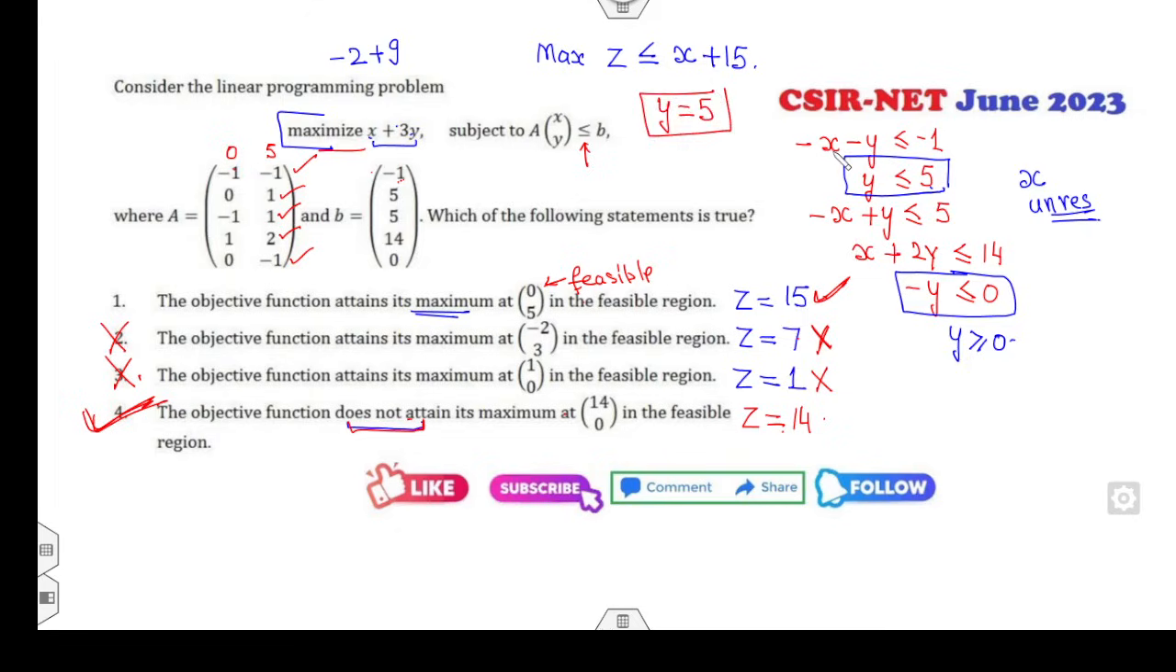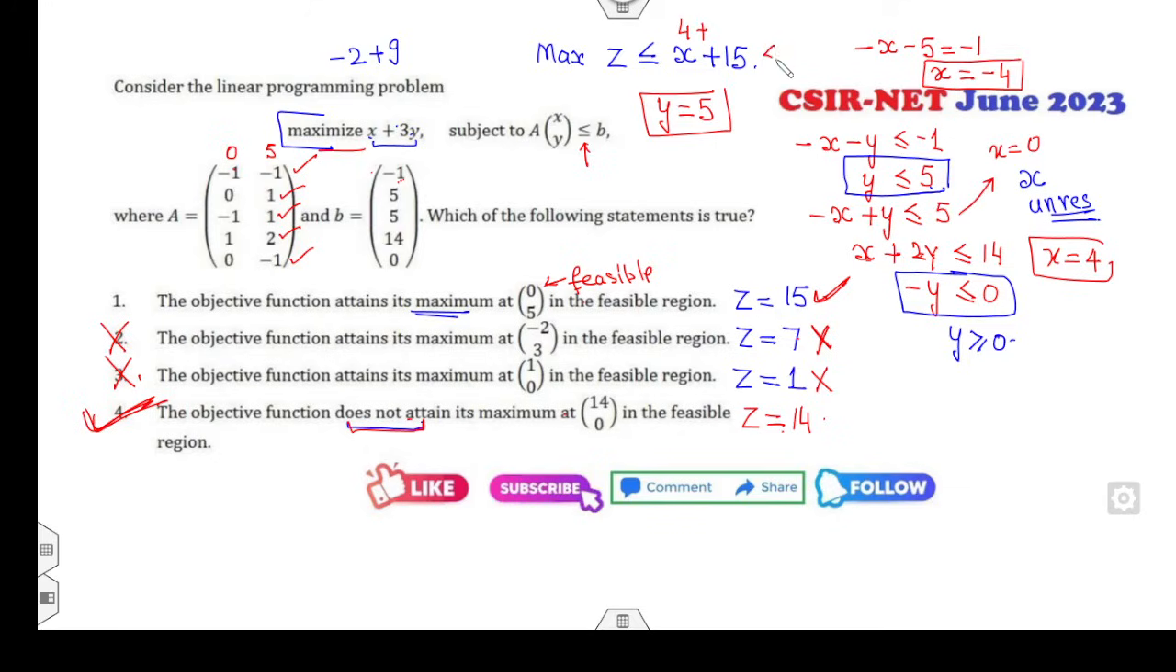If y's value is 5, what is the value of x from the first one? -5, which is -1, so x will be -4. And from here, if y will be 5, x will be 0. If y is equal to 5, then 15, then 10, x will be 4. So that is a 4. So you will get it here.